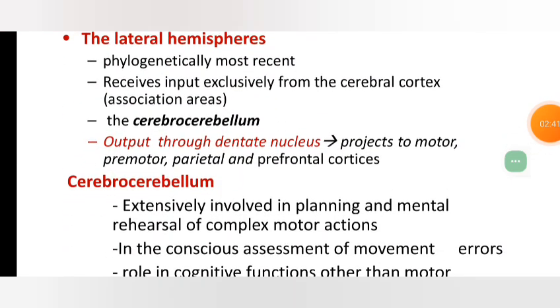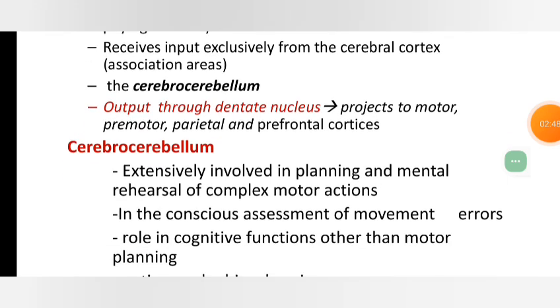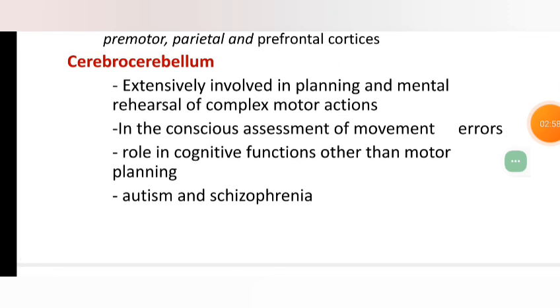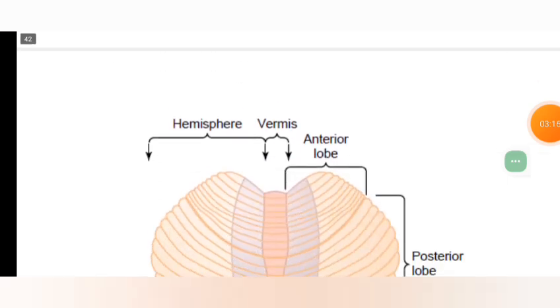The lateral hemisphere, phylogenetically the most recent, receives input exclusively from the cerebral cortex association areas: the cerebrocerebellum. Output through the dentate nucleus projects to motor, premotor, parietal and prefrontal cortices. The cerebrocerebellum is extensively involved in planning and mental rehearsal of complex motor actions, in the conscious assessment of movement errors, and has a role in cognitive functions other than motor planning, as in autism and schizophrenia.